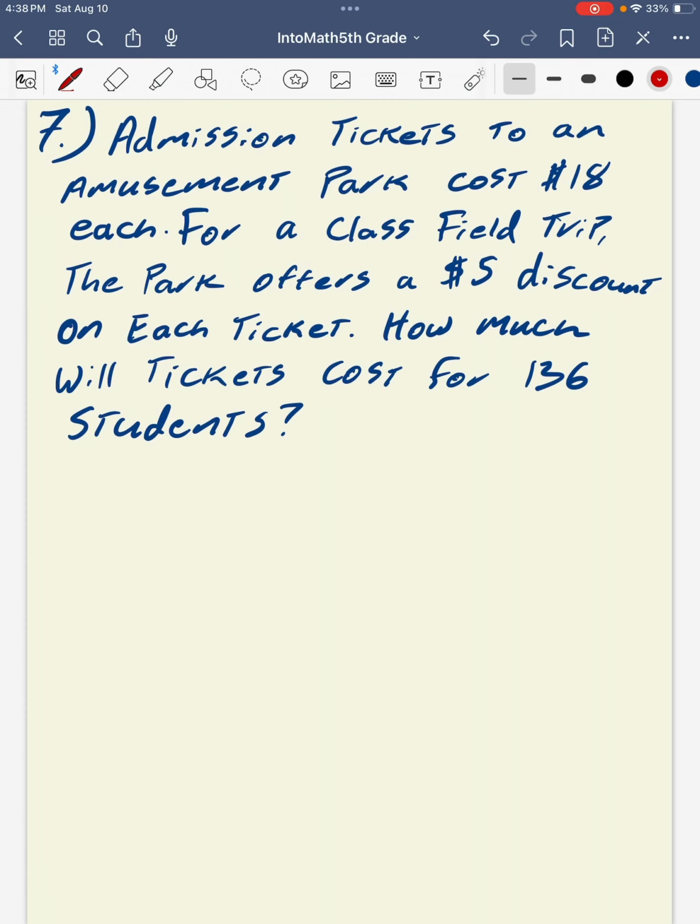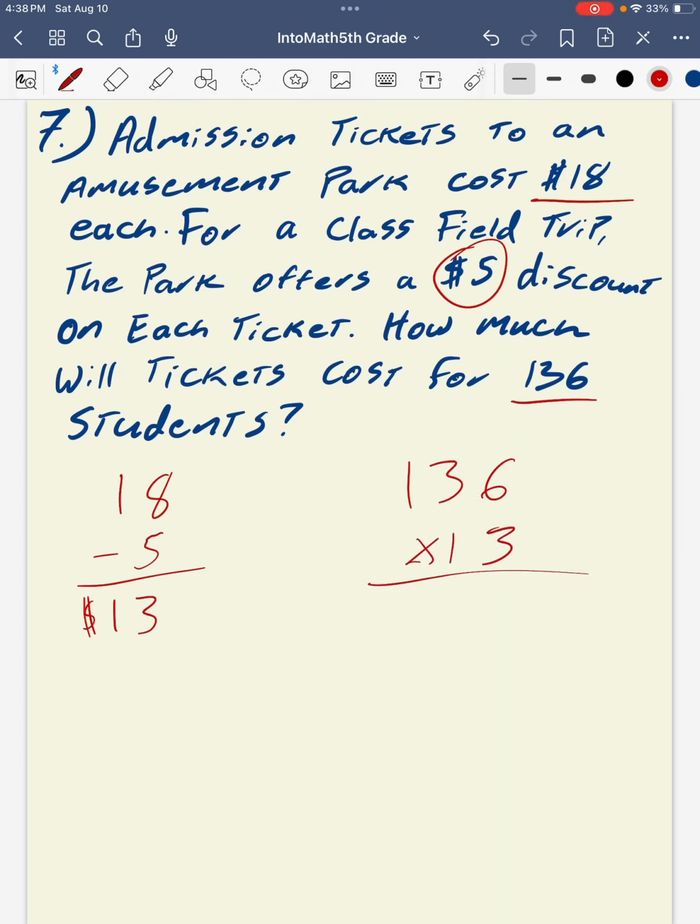Number 7. Admission tickets to an amusement park cost $18 each. For a class field trip, the park offers a $5 discount on each ticket. How much will tickets cost for 136 students? The original price is $18, but because they're going as a school, they take $5 off. 18 minus 5 gives us $13 per person. Now we know there's 136 students, and each of them are paying $13 for admission into the theme park.